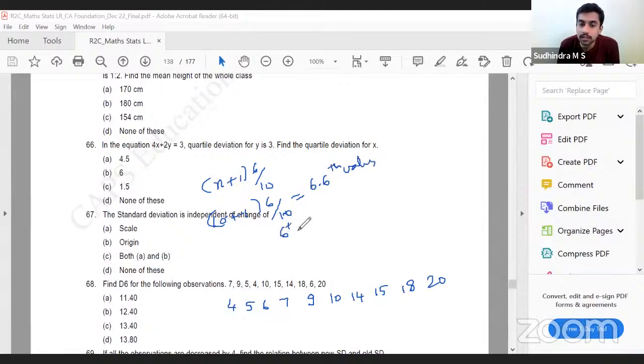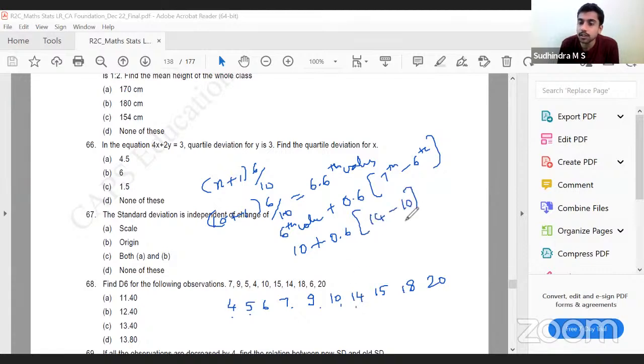That is 6th value plus 0.6 into 7th minus 6th value. What is 6th value? 10. 10 plus 0.6 into 7 is 14 minus 10. 14 minus 10 is 4. 4 into 0.6 is 2.4. That is 12.4. Clear?